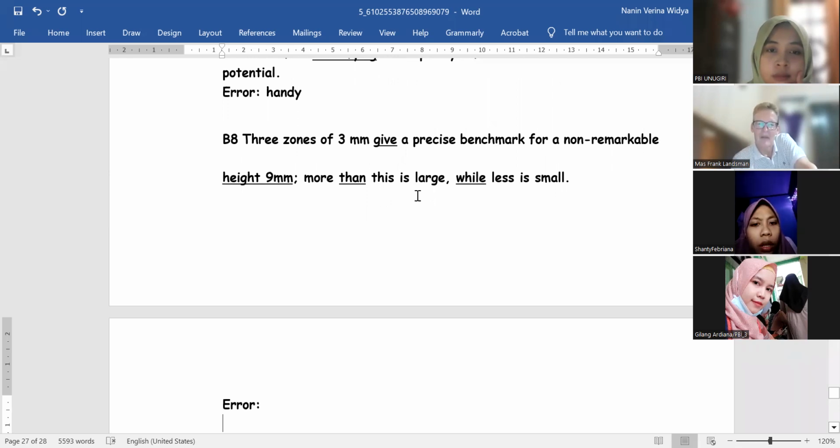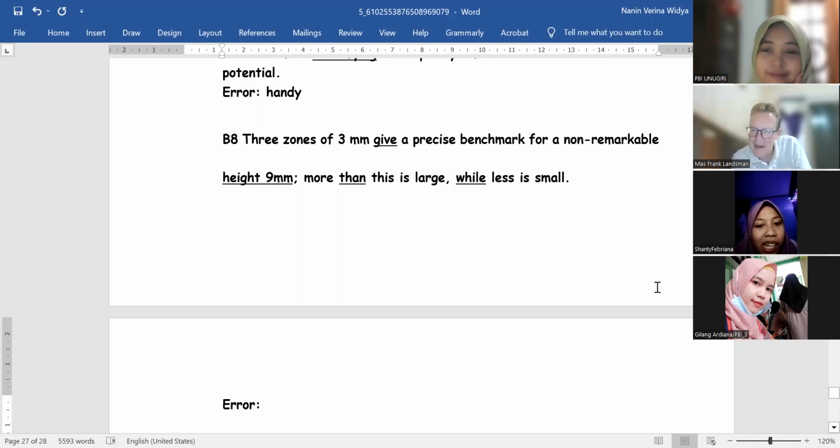Kurang lengkap. 3 zones of 3 millimeters give precise benchmark for a non-remarkable height 9 millimeters. More than this is large, while less is small. What is missing? Only one word. I'll give you a clue. Only 2 letters. 2 huruf.